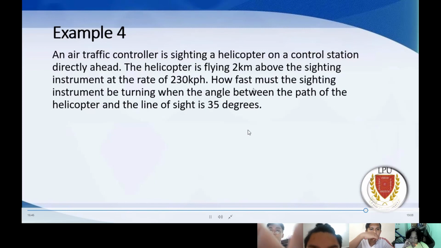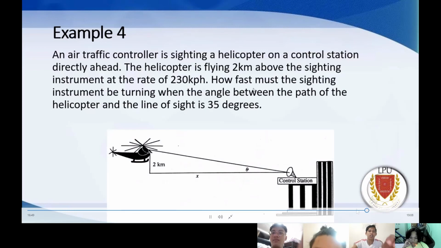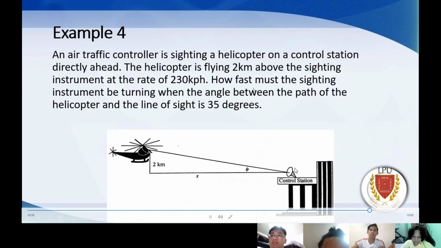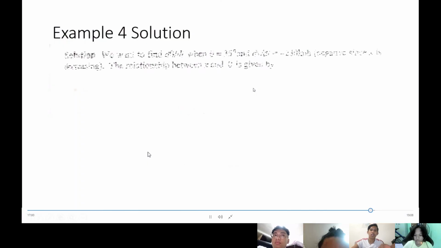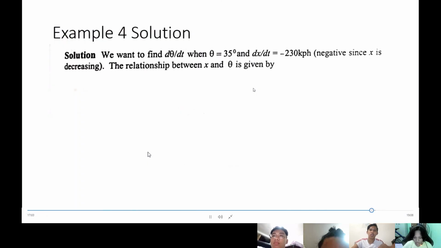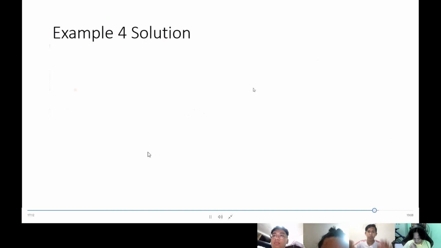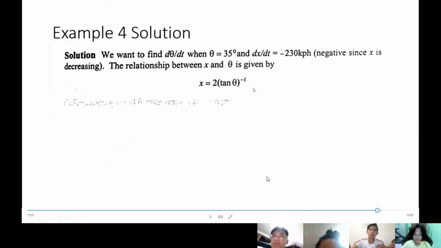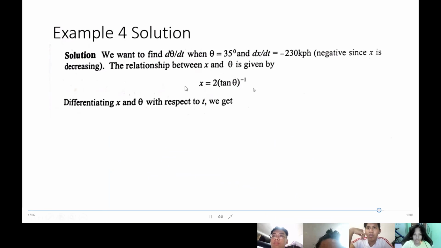So first step, you need to draw your figure. This will be our figure. Control station, theta, our x, the distance, and 2 kilometers. The helicopter is flying 2 kilometers above the sighting instrument. With that, we want to find d theta over dt when theta is 35 degrees. And we have a given dx over dt of negative 230 kilometers per hour, since x is decreasing. This distance is decreasing because the helicopter is going in the direction of the control station.